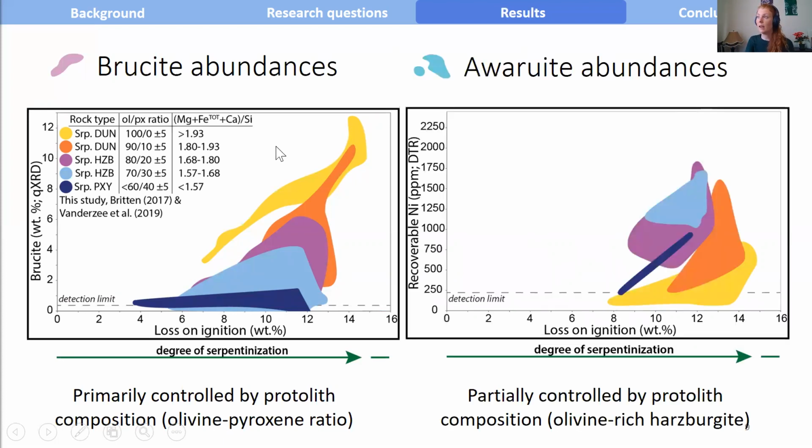As well, we can see the awaruite abundances plotted up here on the right-hand side. They also increase with a higher degree of serpentinization, but the highest abundances and the coarsest grain sizes are found in the olivine-rich harzburgites rather than in the dunites. This is because of the presence of pyroxene that helps hydrogen formation, which stabilizes awaruite.